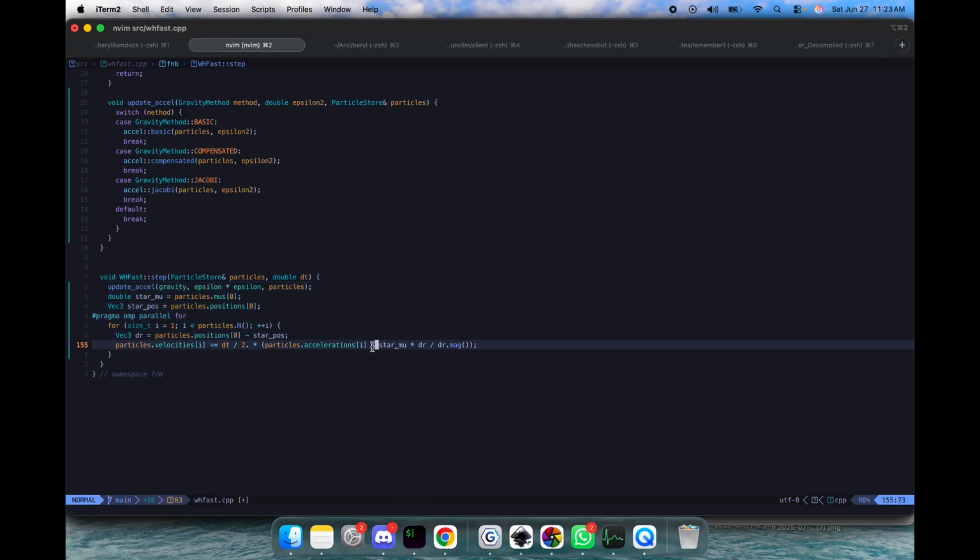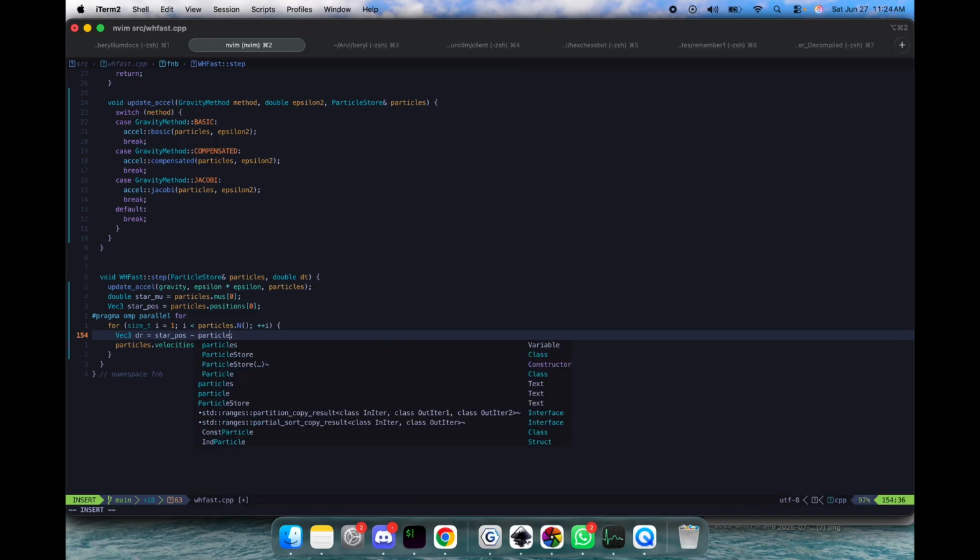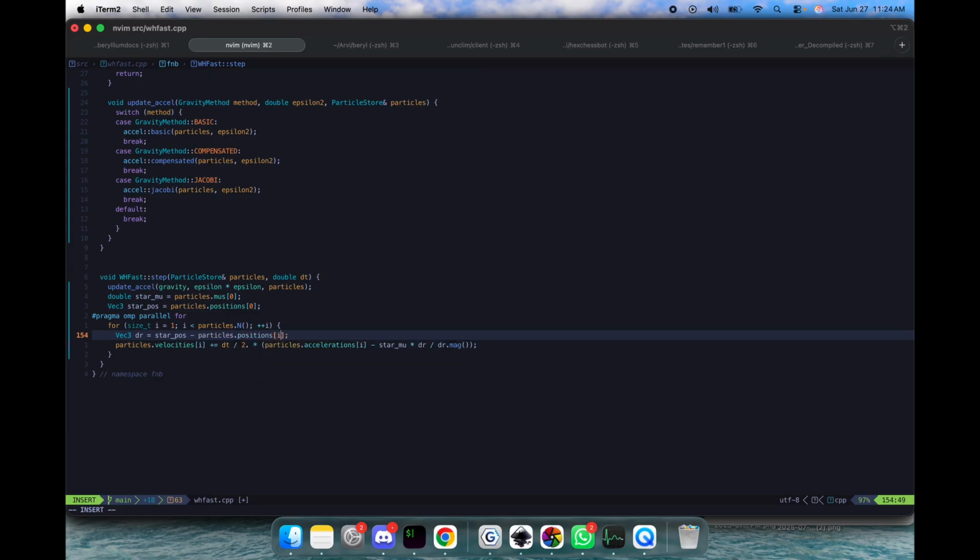And this is gonna be some interesting decision. You could put a plus here, and it would flip the direction for you. That's also kind of an interesting solution, but that's not the most readable thing. So I'm just gonna, this is the more readable way. Star pos minus particles dot positions index I. So now we have your interaction step is done.